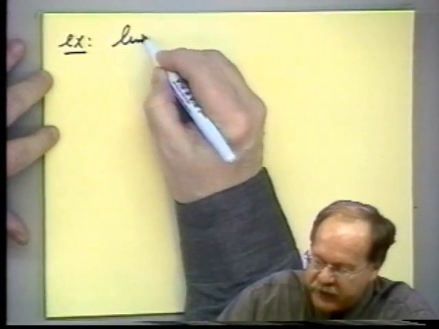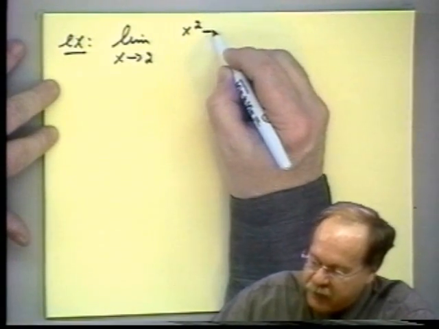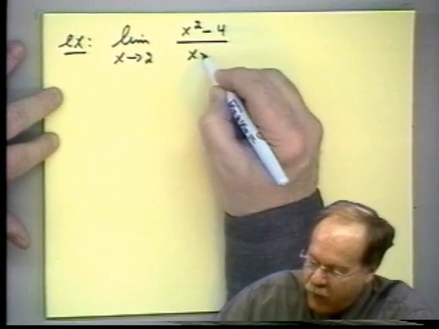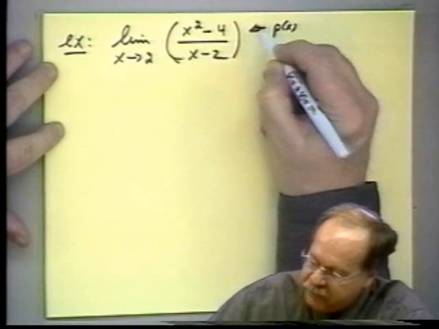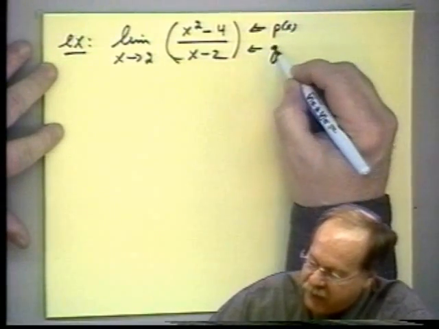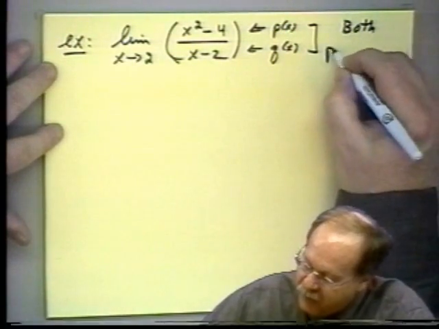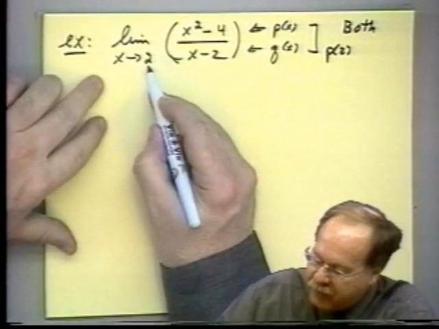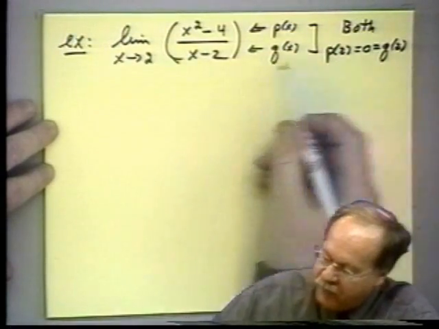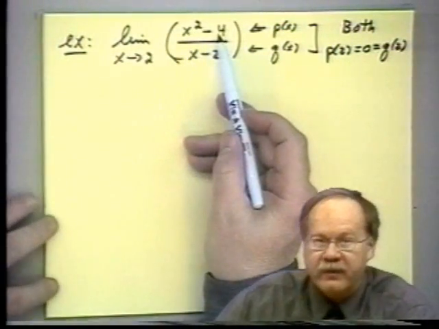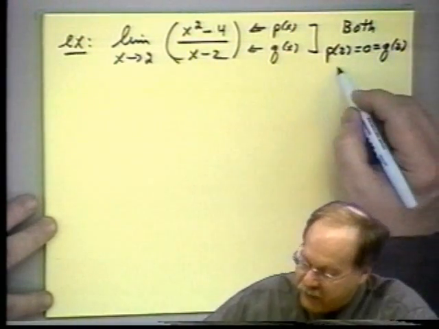Here is a straightforward example where 0 over 0 apparently is the result. Take the limit as x approaches 2 of x squared minus 4 over x minus 2. Again, the top is the polynomial p of x, and the bottom is the polynomial q of x. Please observe that both p at 2, which is the number x is approaching here, and q at 2 are 0. If you put 2 in at the top, you get 2 squared minus 4, that's 0. The bottom, 2 minus 2, is 0. So we have the conditions of case 3.